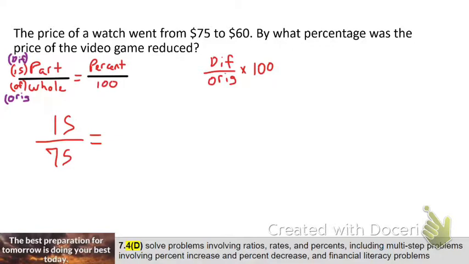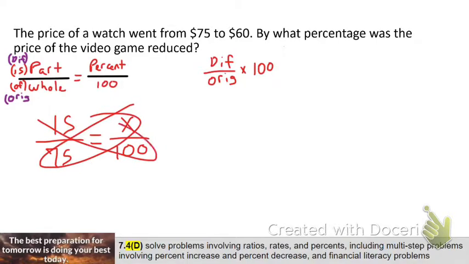We don't know the percent, so let's put an X there, over 100. Now we cross multiply, ladies and gentlemen. We end up with 75 times X, or 75X, is equal to 1,500. Now, to solve for X, or the percent in this situation, we divide both sides by 75. Those cancel out, and we end up getting 20 as our answer. And if you all forgot, remember it's already a percent, so we just leave it alone.